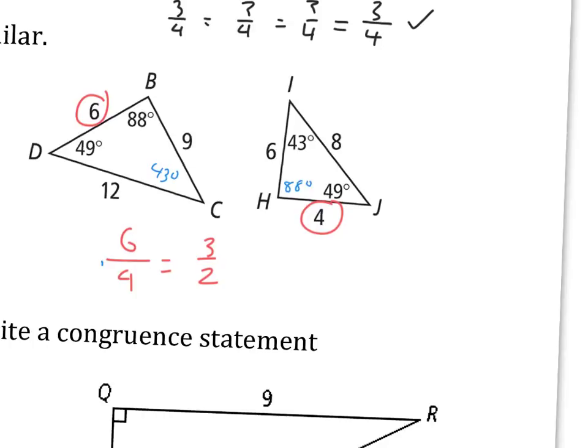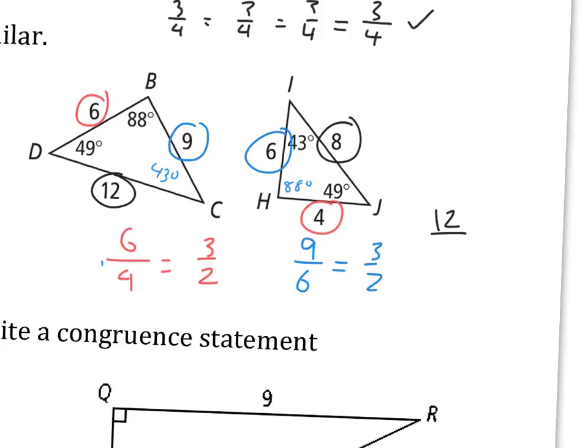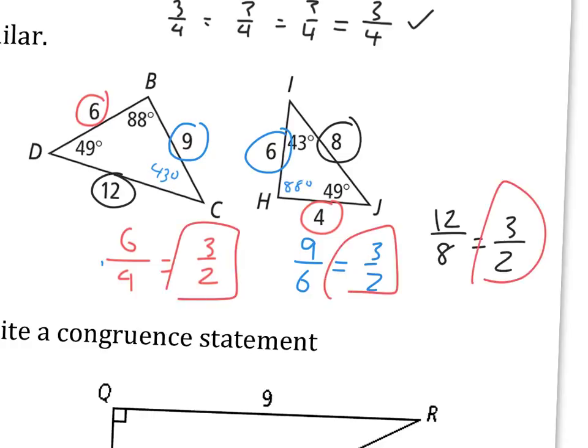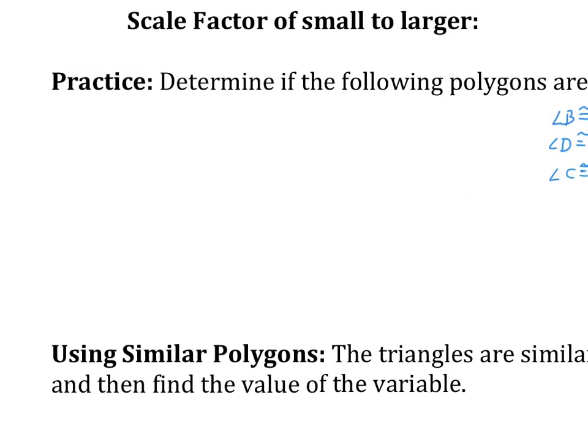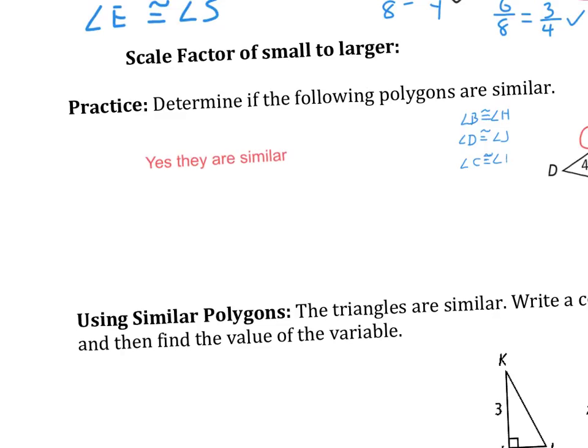All right, so here we go. 9 is the middle over here, and 6 is the middle here. So 9 over 6 is 3 halves. Yay! So now let's go 12 over 8, and that gives me 3 halves. And since all the fractions are the same, they are proportional. In an alternate universe, maybe it didn't work out, so then you would say not proportional. But over here, now we can answer that and say yes, they are similar.